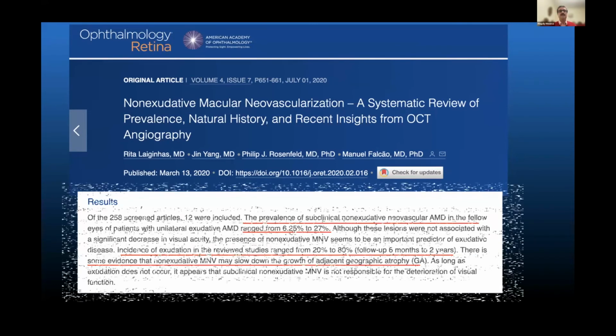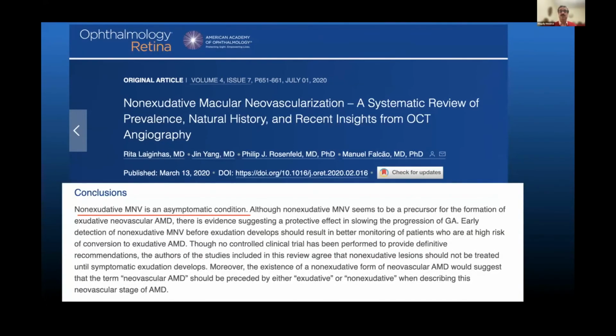And he said it's an asymptomatic condition, as we said, and seems to be a precursor of formation of exudative neovascularization, with evidence suggesting a protective effect of this elevated retinal pigment epithelium.